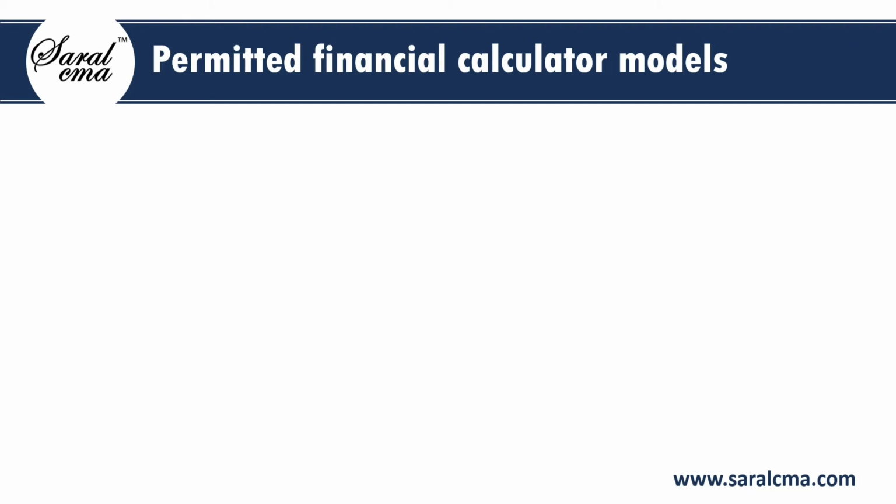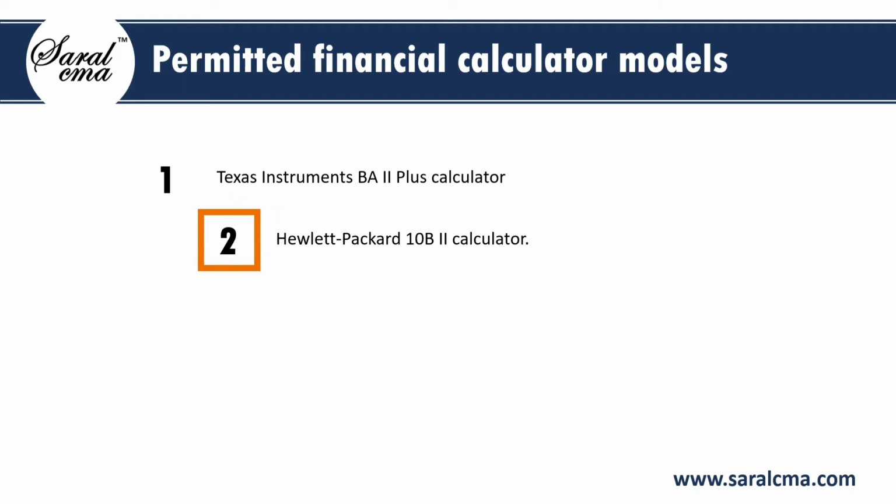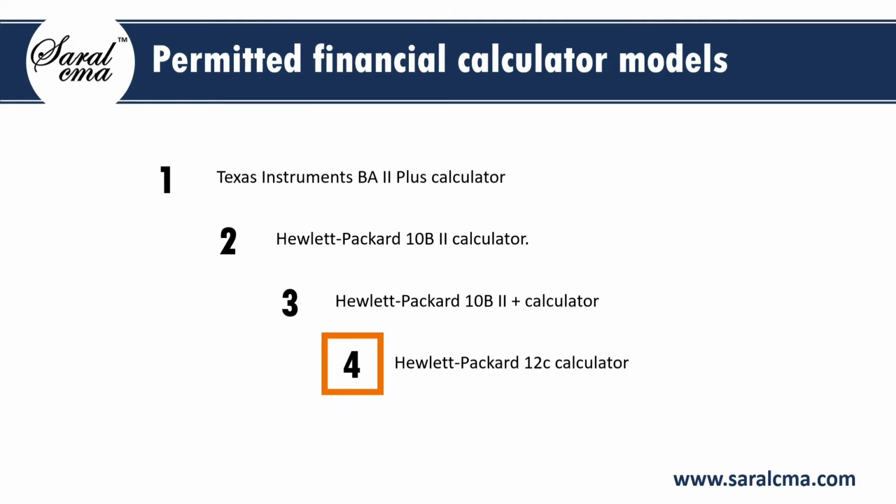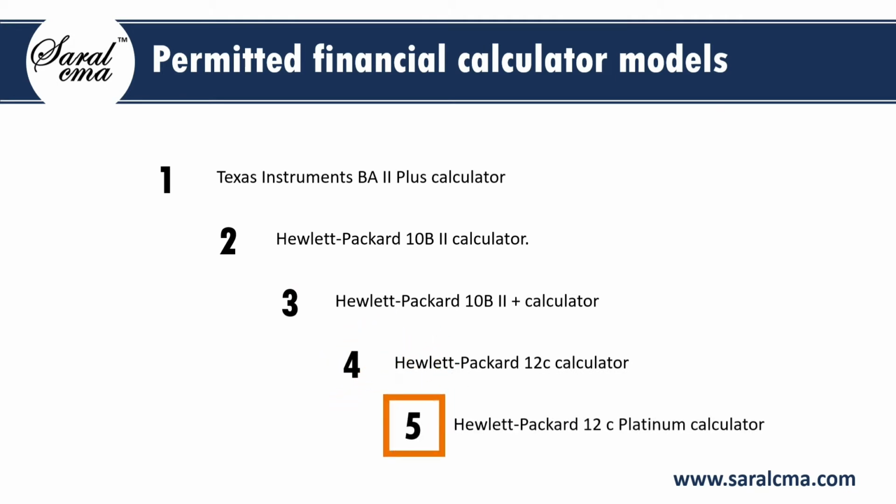The following financial calculator models are specifically mentioned as allowed in the CMA Handbook: Texas Instruments BA2 Plus calculator, Hewlett-Packard 10B2 calculator, Hewlett-Packard 10B2 Plus calculator, Hewlett-Packard 12C calculator, Hewlett-Packard 12C Platinum calculator. Even though the Hewlett-Packard 10B2 calculator is permitted for use in the test, it is no longer available for purchase.